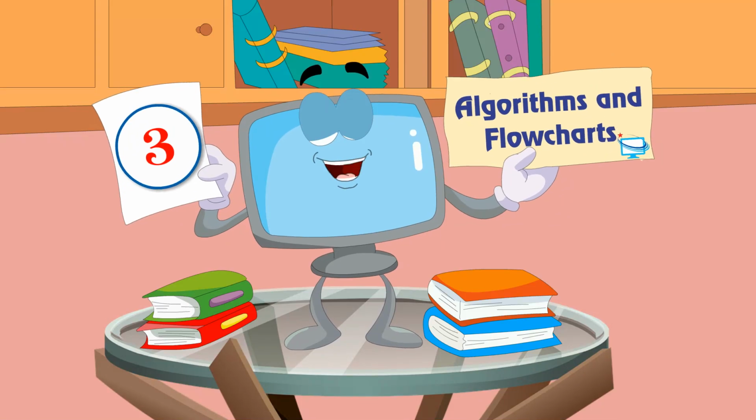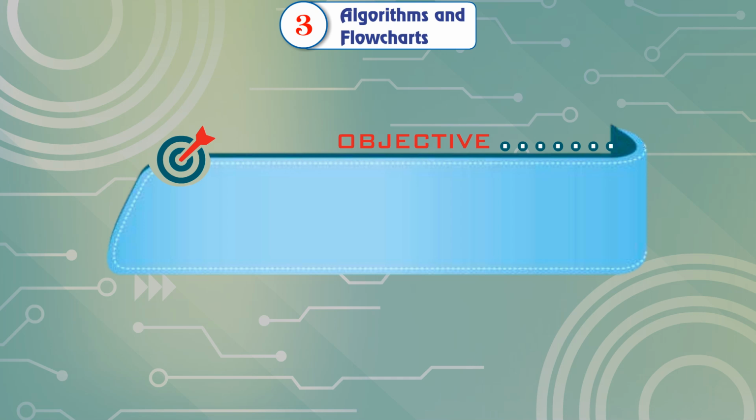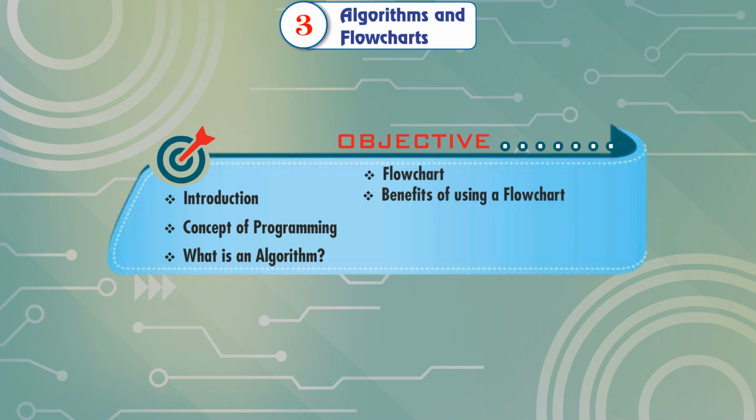Chapter 3: Algorithms and Flowcharts. Objective: Introduction. Concept of programming. What is an algorithm? Flowchart. Benefits of using a flowchart. Design a flowchart. Drawbacks of using the flowchart.